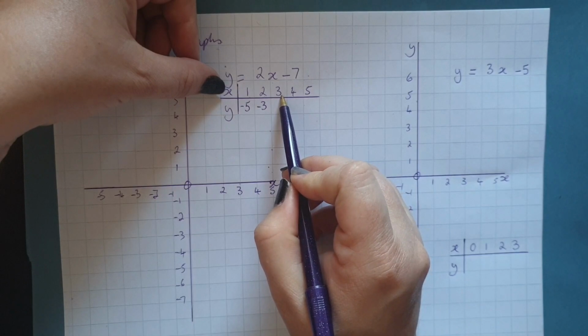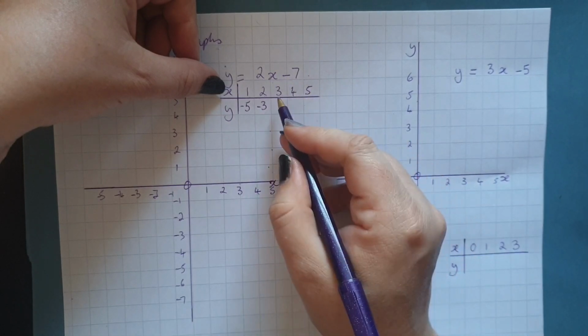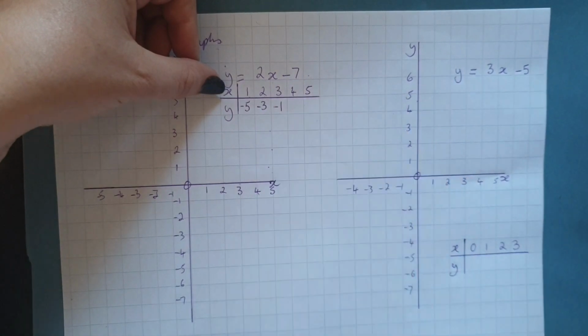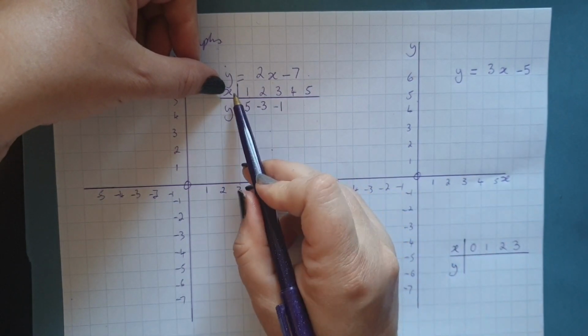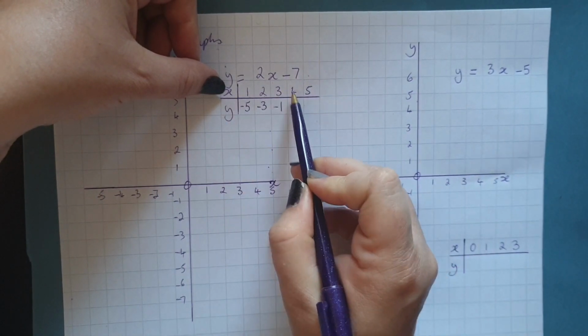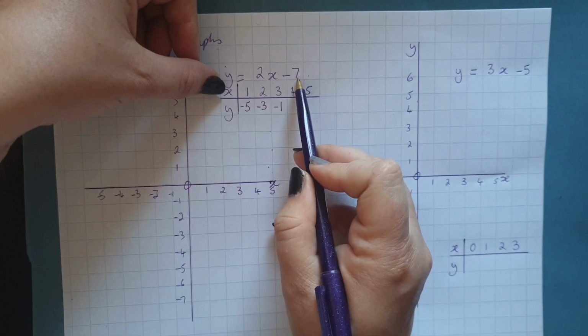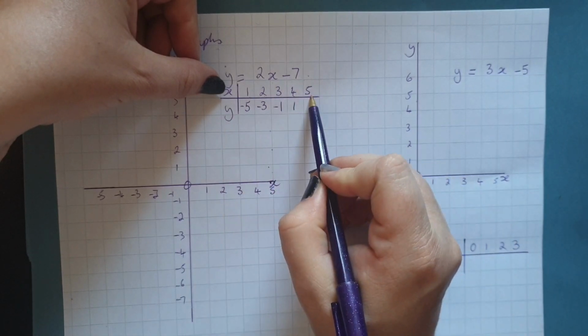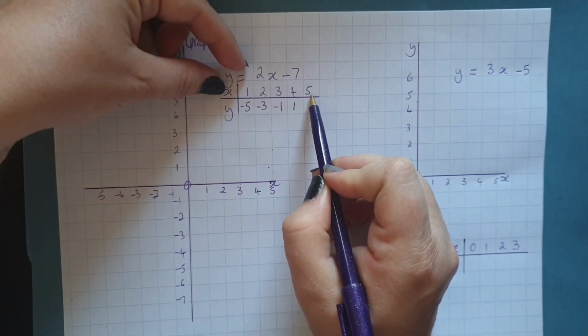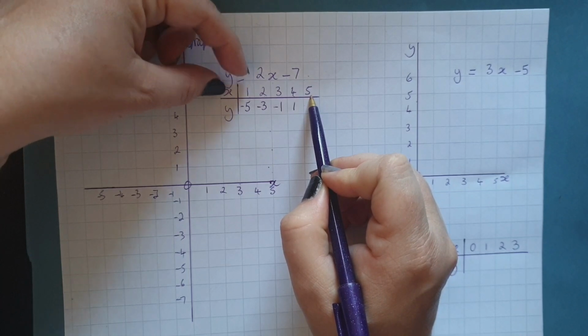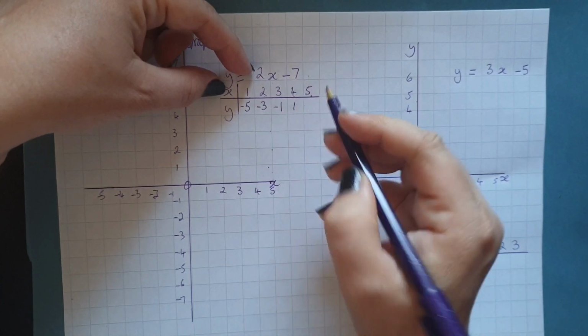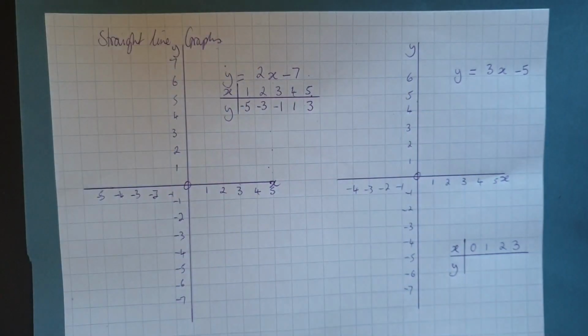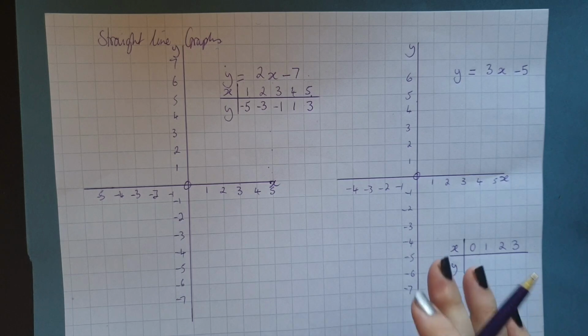X is 3. 2 times 3 is 6. Minus 7 is -1. X is 4. 2 times 4 is 8. Minus 7 is 1. Right, we're into positive y coordinates now. X is 5. 2 times 5 is 10. Minus 7 is 3. So we now have our pairs of coordinates.